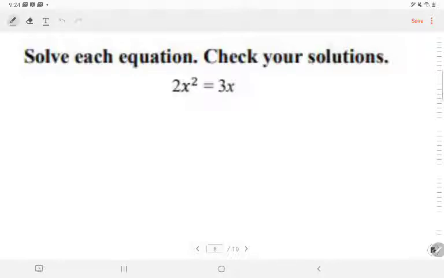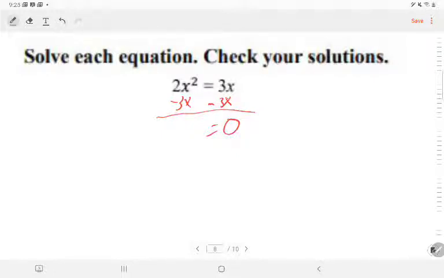So here we are solving each equation. Check your solution. This one's a little bit different. It's not set equal to 0, right? So we have to get it set equal to 0. Well, how can we do that? Well, this is a 3x on the right side of the equal sign. I could subtract 3x. I would have to do that to the other side of the equal sign. Now 3x minus 3x would be 0. Now I'm set equal to 0.